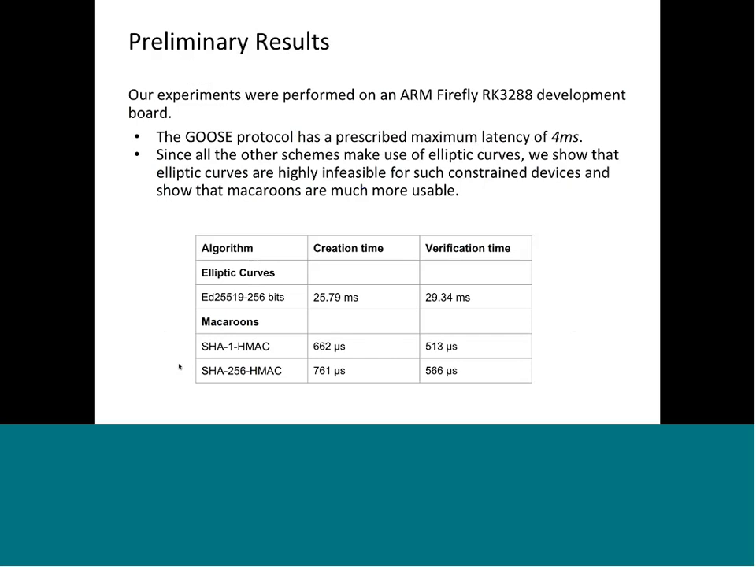The Goose protocol has a prescribed maximum latency of 4 milliseconds, and we set out with our system to try and keep our latency under that time. When we were looking at previous work, they were all using elliptic curves, and when we actually ran elliptic curves on our devices, we found that it was way above the 4 millisecond latency that has been prescribed, and that was one of our motivations. Then we tried our macaron scheme, and we found that it was significantly lesser than the allowed latency.